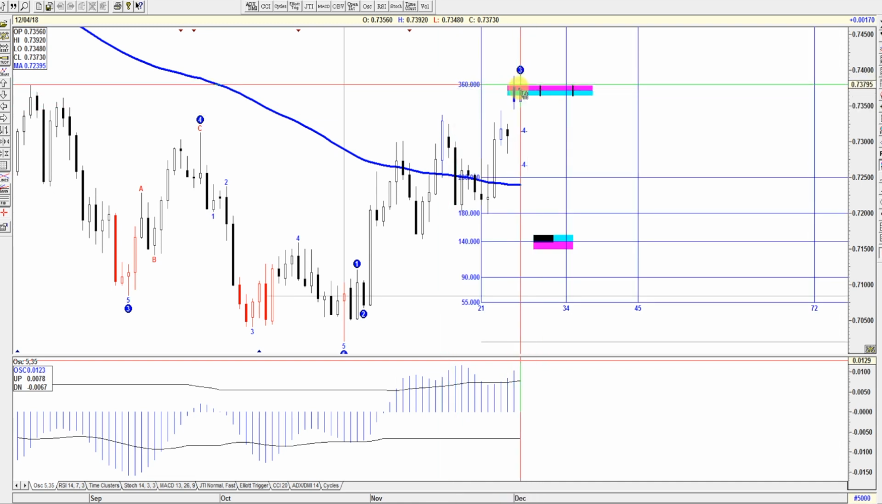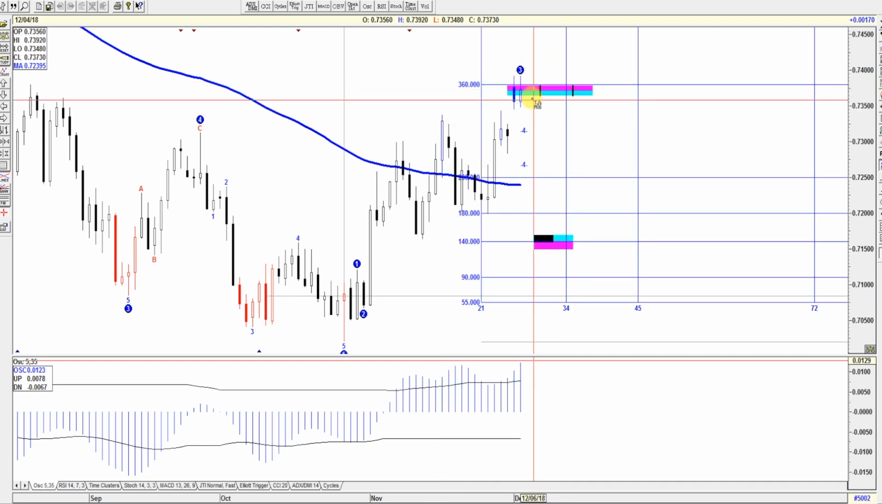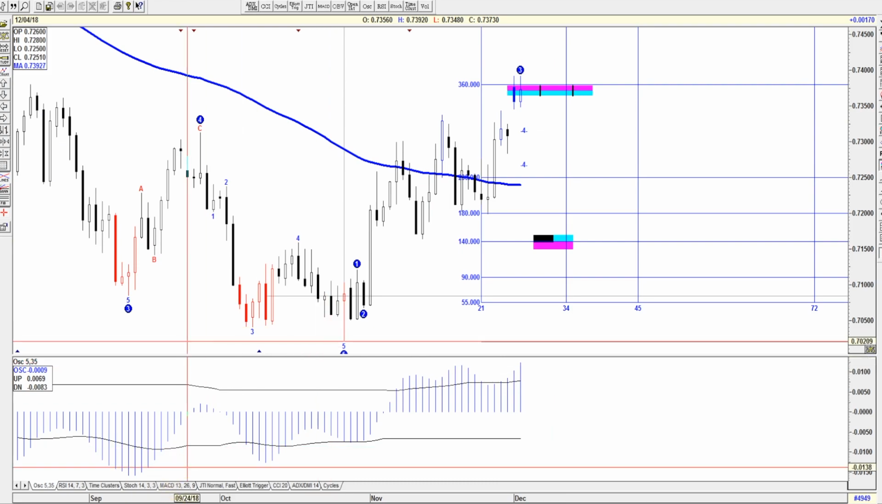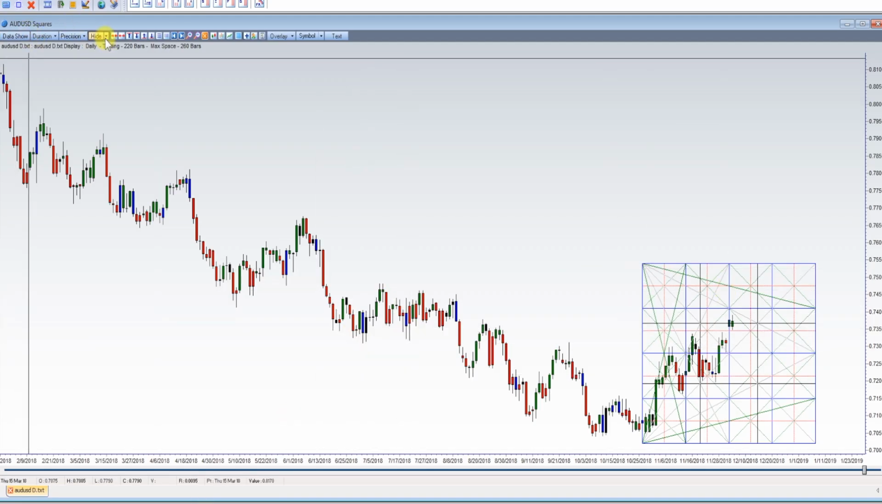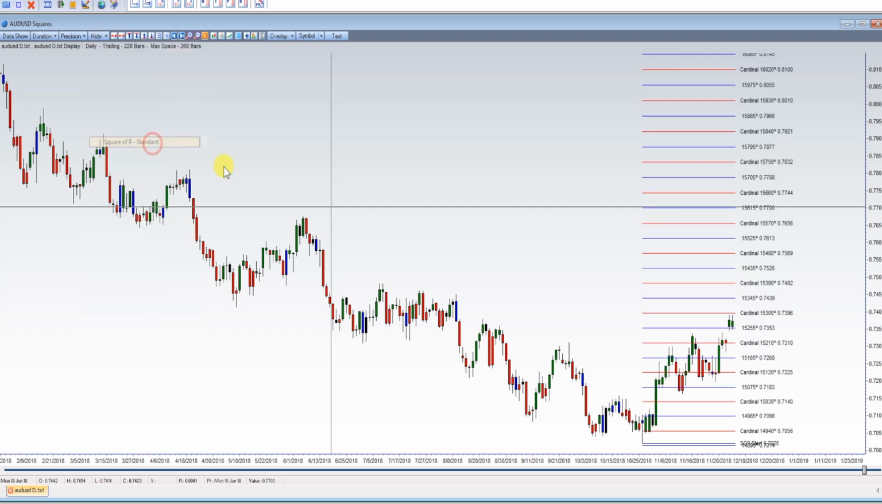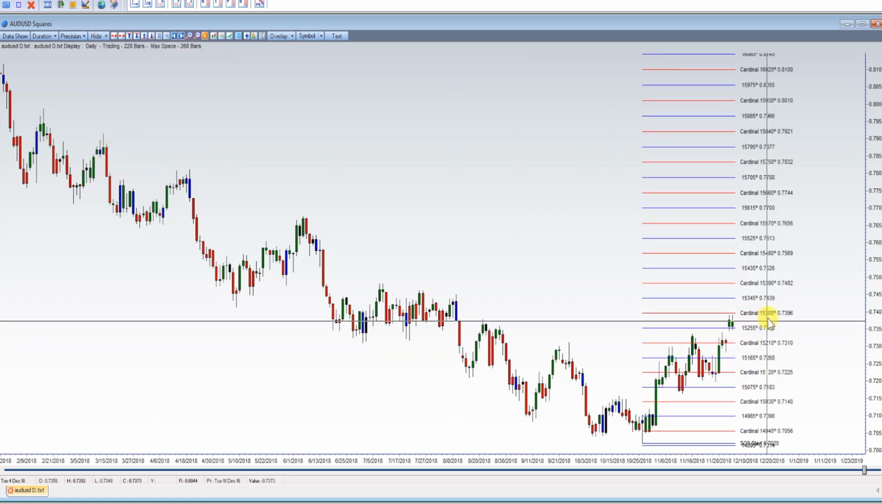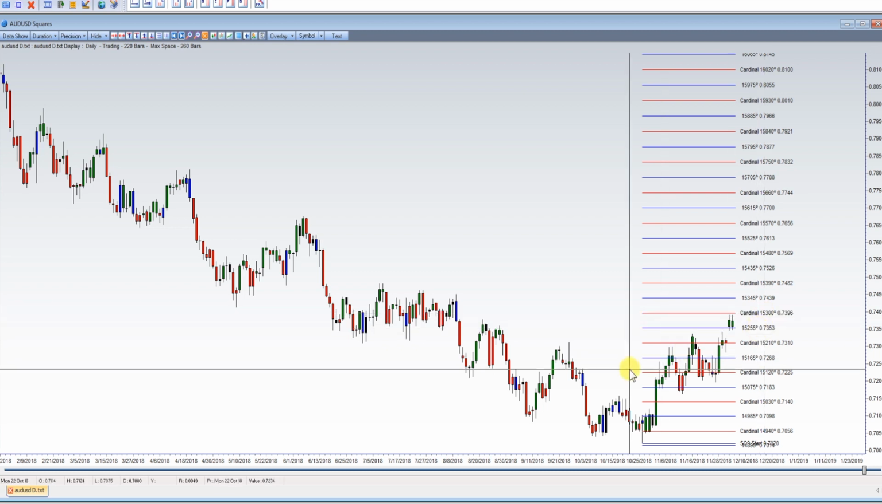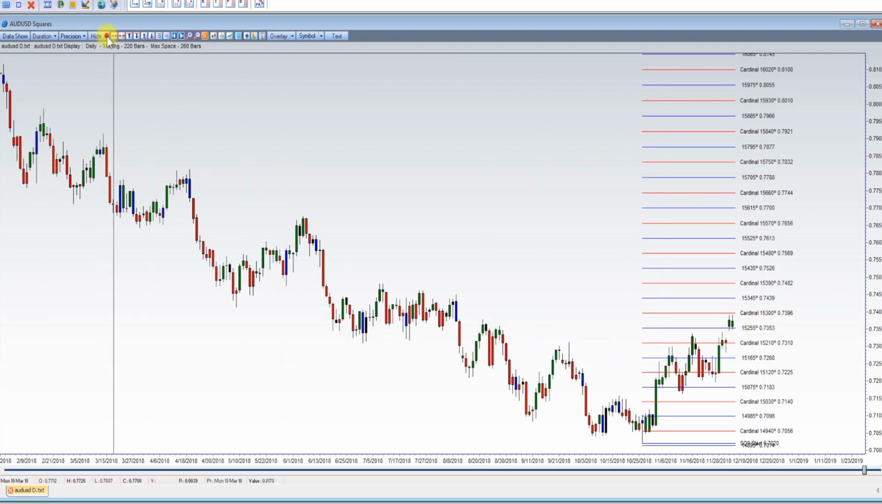You can see that right here, we hit our target. So now it could possibly come down. We got the 360 right here. If you use the square of 9, it's dancing around these points right here. It hasn't kissed this one, and it's kind of finding support, the 73.53.